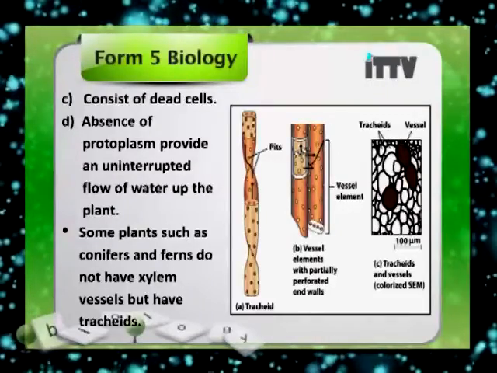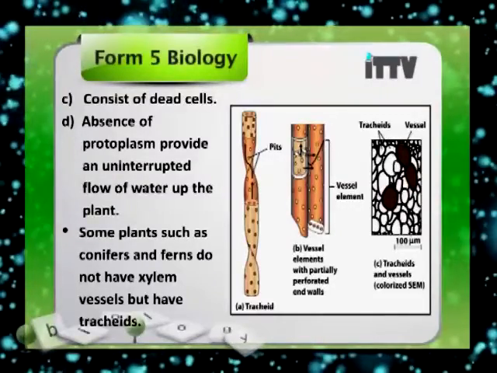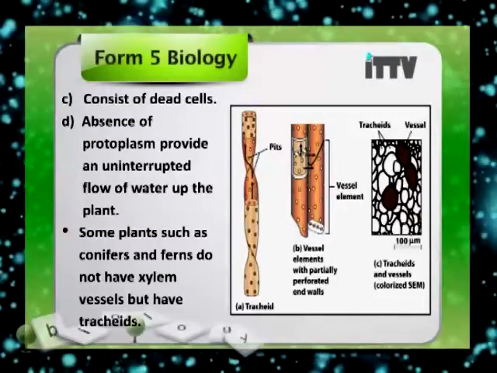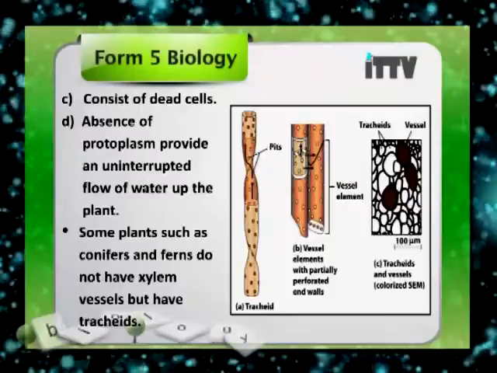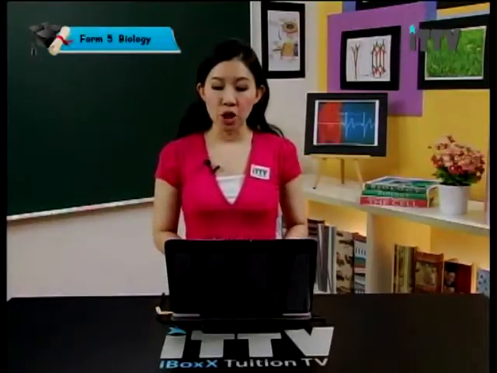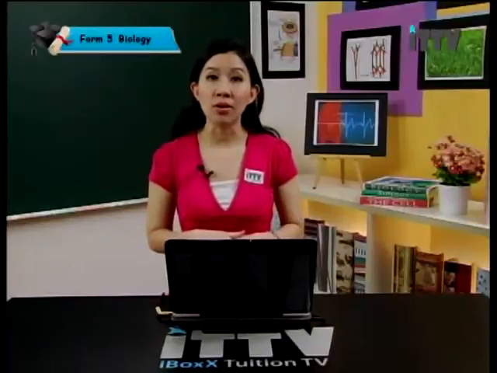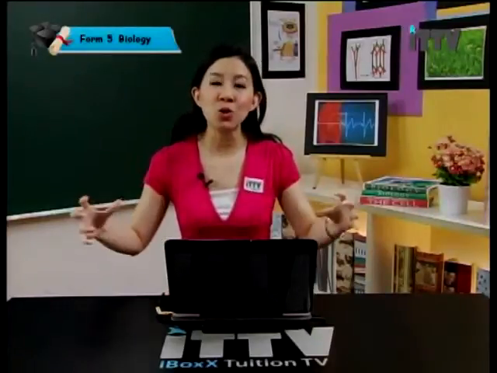Some plants, such as conifers and ferns, do not have xylem vessels, but they have tracheids. So basically, as you can see, the vessels consist of dead cells. So they actually have no cytoplasm or nucleus at all. That's why it's like a hollow tube, so water can just flow continuously.